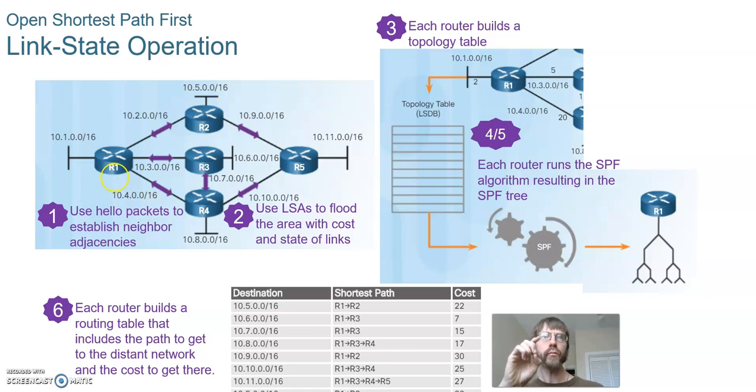Anyway, so step 2, every router builds its own topology table. Every router runs the SPF algorithm, generating an SPF tree. The SPF tree becomes the routing table. So packets, LSAs, topology, SPF algorithm, SPF tree, routing table. So everyone figures out the shortest path.